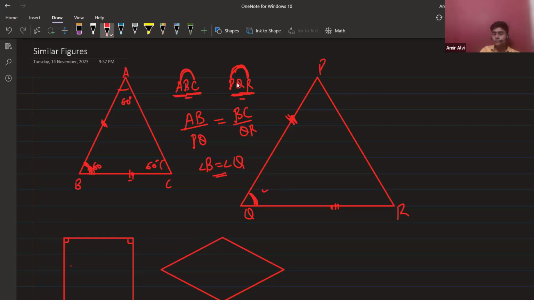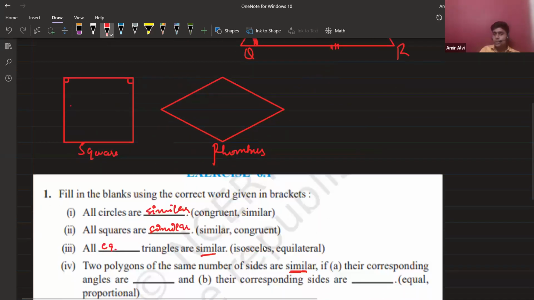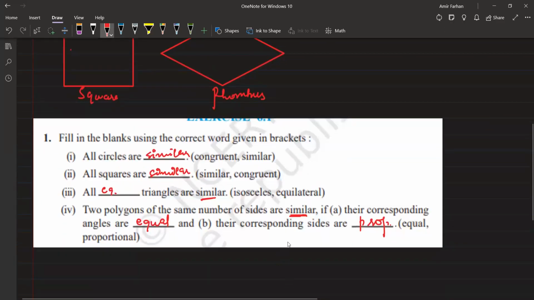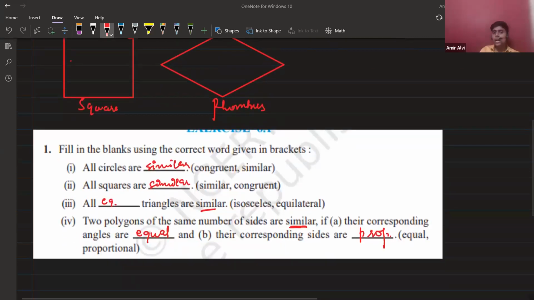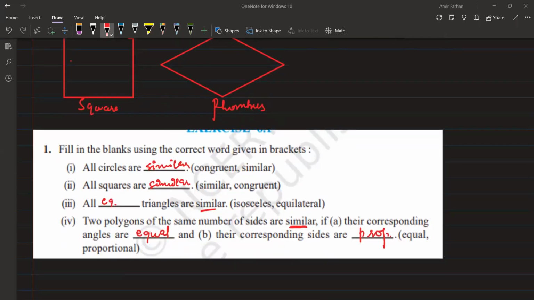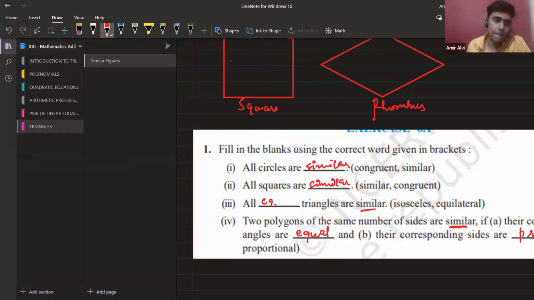Clear, Adil? So it is saying that if one corresponding angle is equal and two corresponding sides are in ratio, then the triangles are similar. If their corresponding angles are equal and their corresponding sides are proportional, that is the similarity of triangles. Now let's understand the similarity of triangles in the coming part. So this is the introduction. Is that clear, Adil?